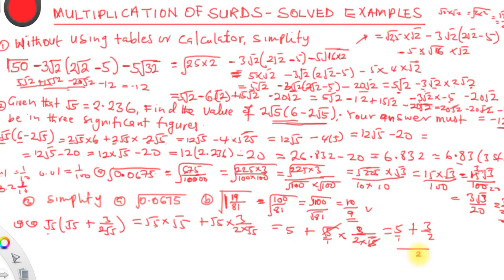2 goes into 2 how many times? 1. 1 times 2. Fine. 1 goes into 2 how many times? 2. 2 times 5, you get 10. Then plus, 2 goes into 1 one time. 1 times 3, get 3. So this is equal to 13 over 2.